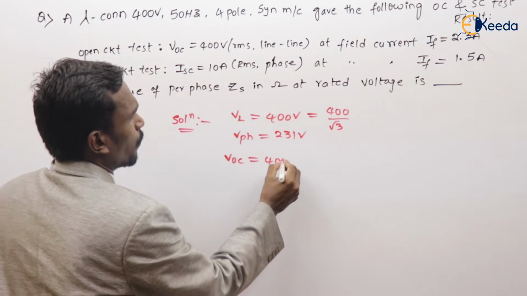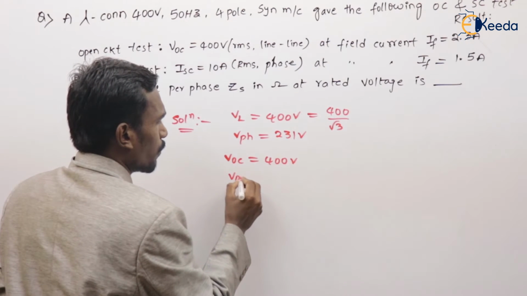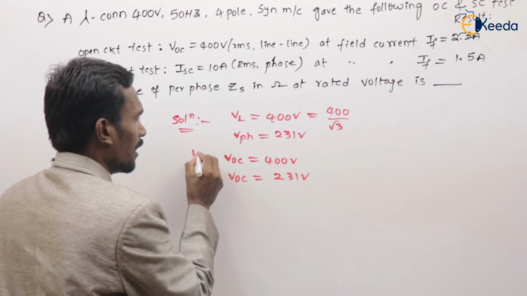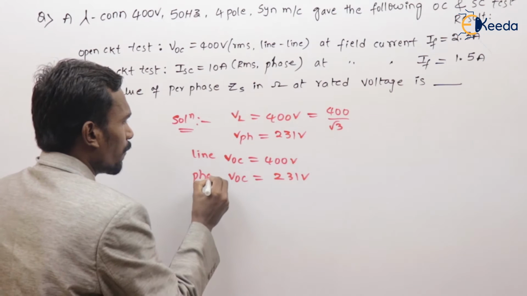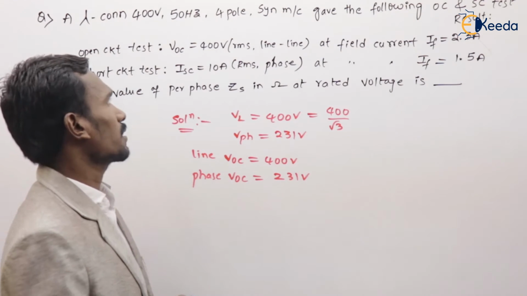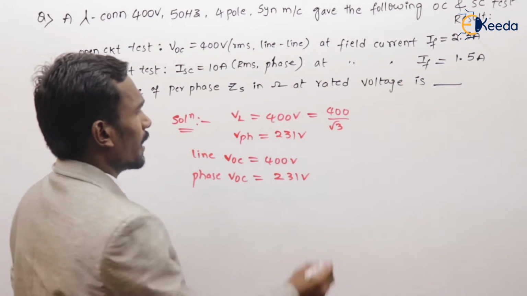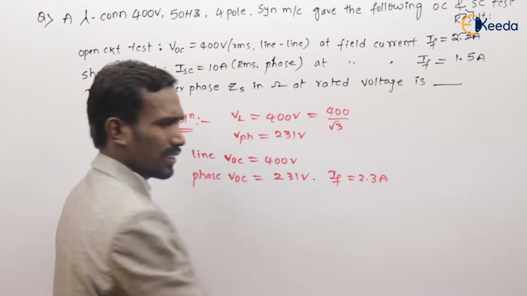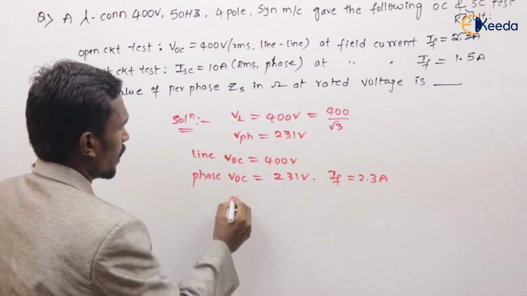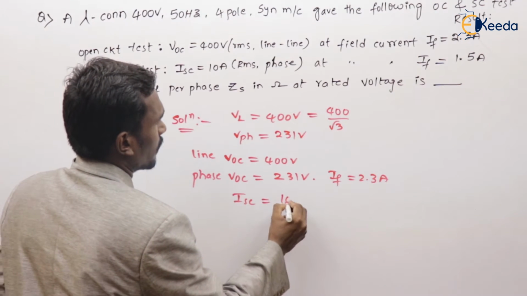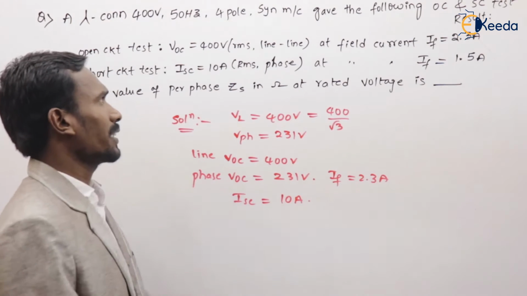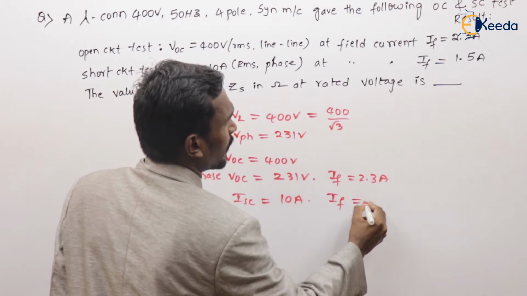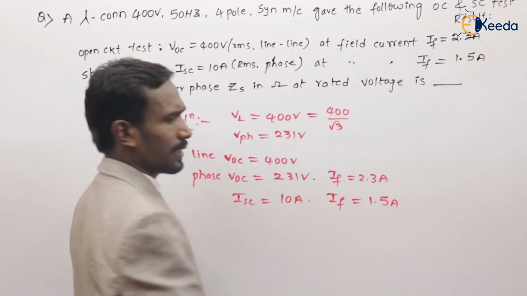EOC is equal to 400 volts, or VOC is equal to 231 volts. This is the line voltage, and this is the phase voltage. At this condition, the field current is 2.3 amperes. Next, short circuit current is 10 amperes. At this condition, the field current is 1.5 amperes.